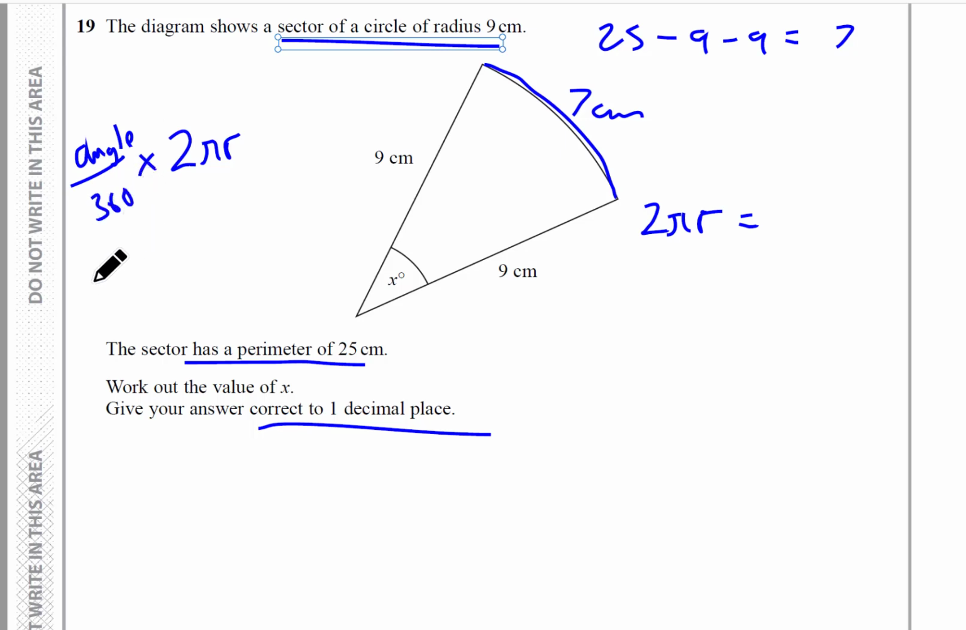Like when you're trying to find the area of a sector, it will be the angle that you have over 360 times pi r squared, right? Just in case they give you a question with the area in the future. But this is to do with circumference, so this should start to make sense.